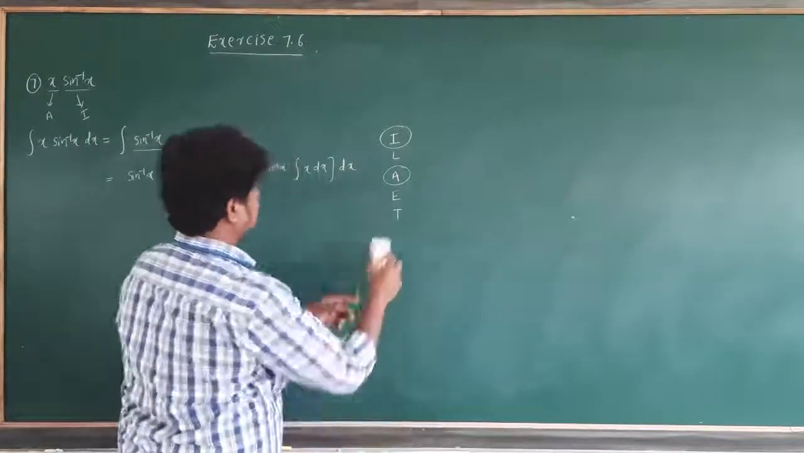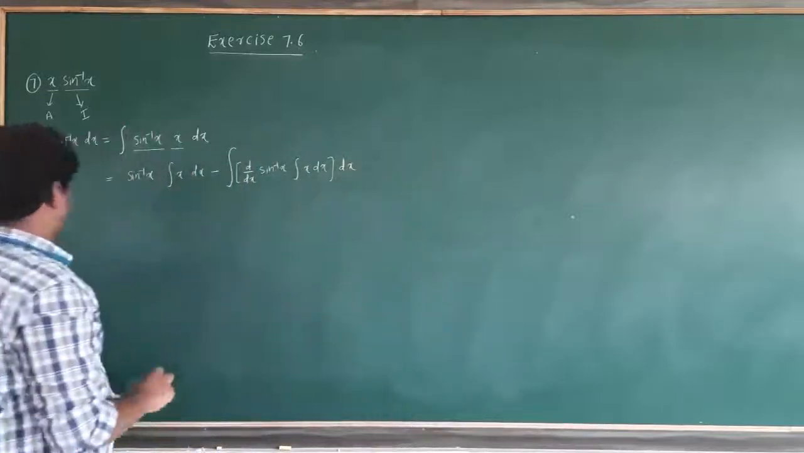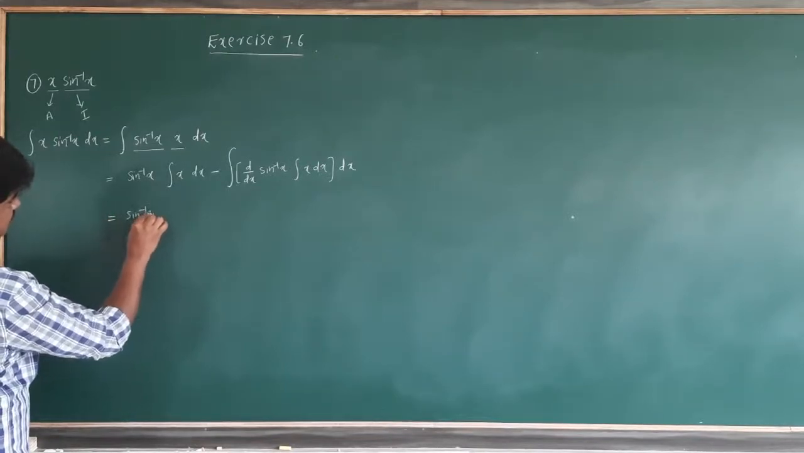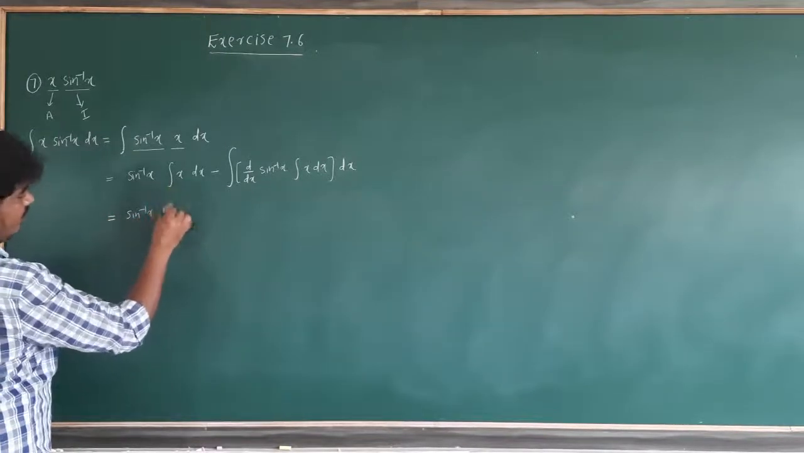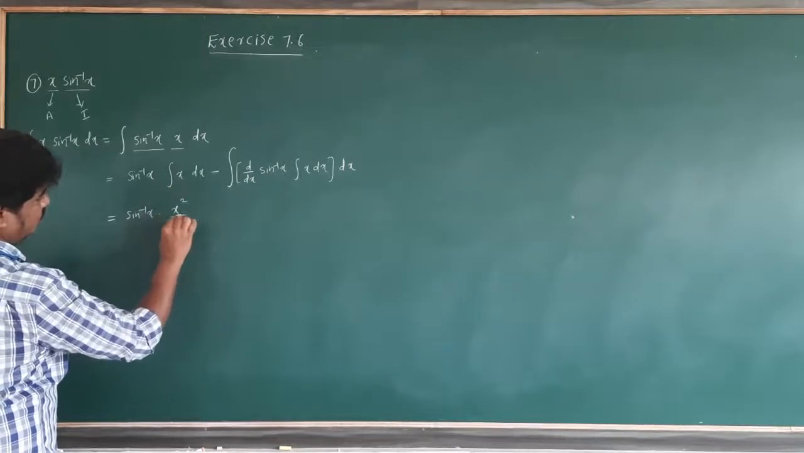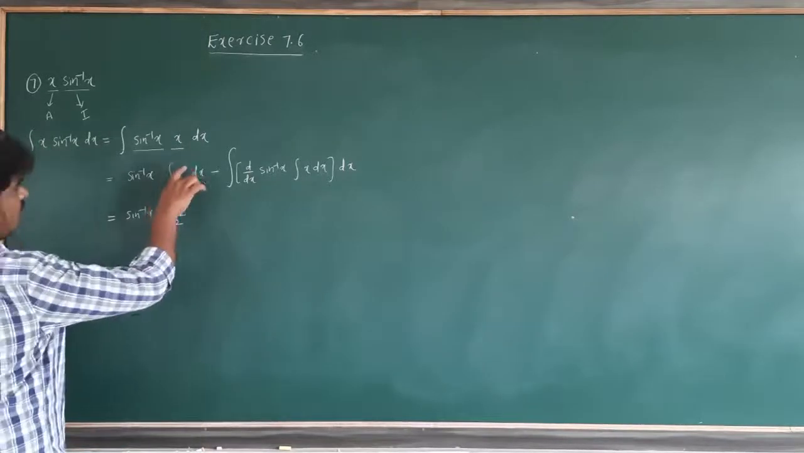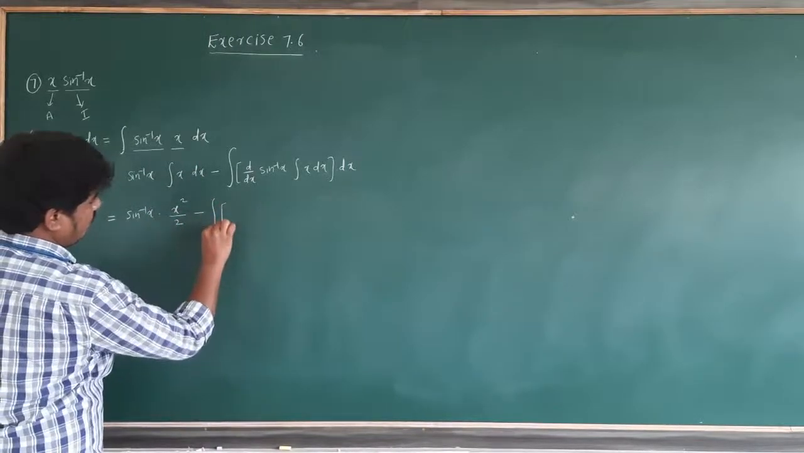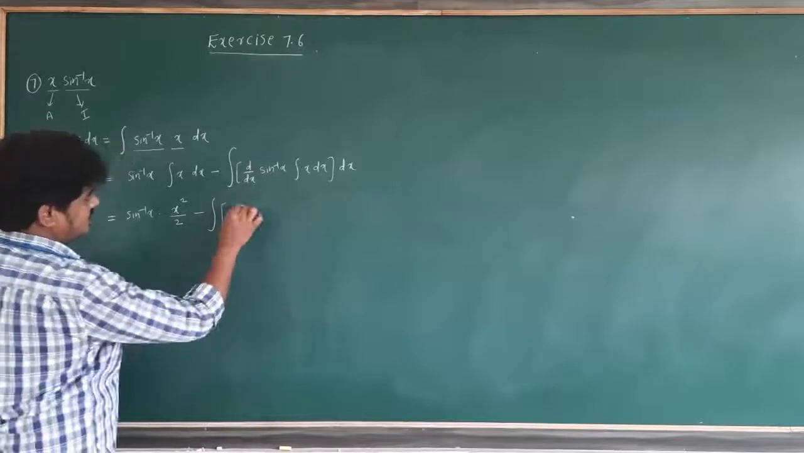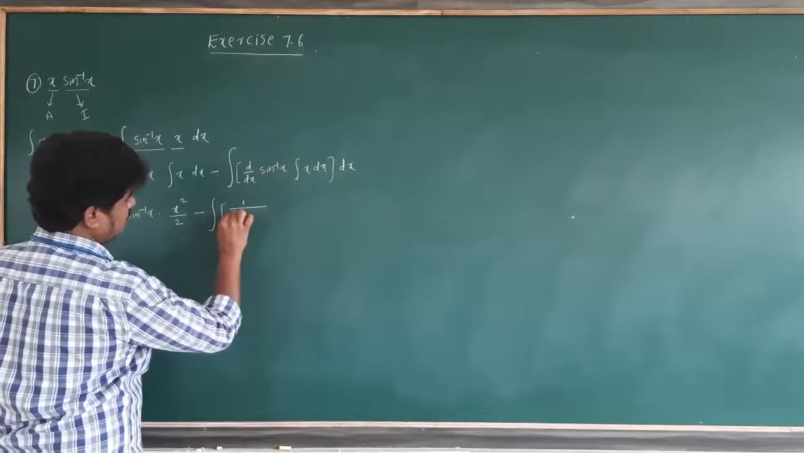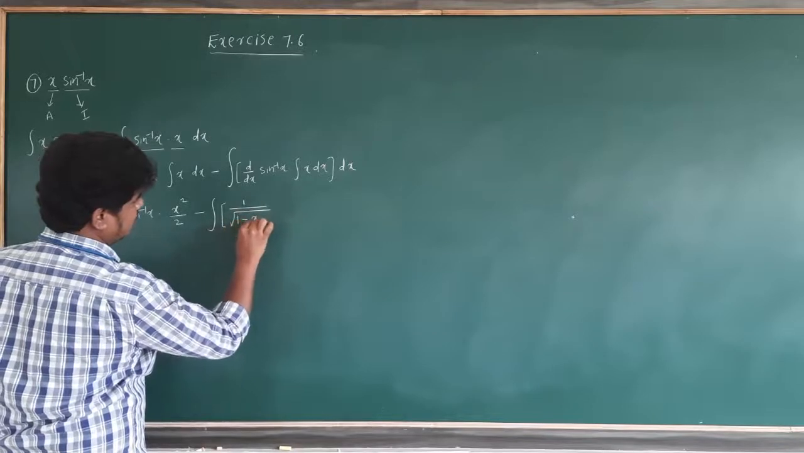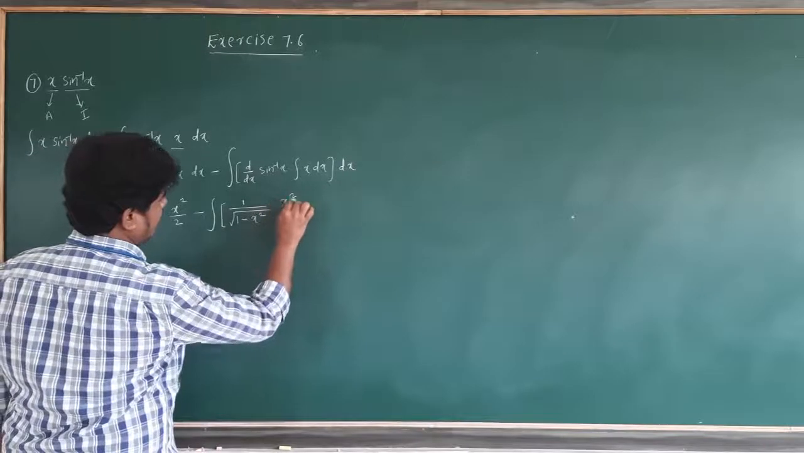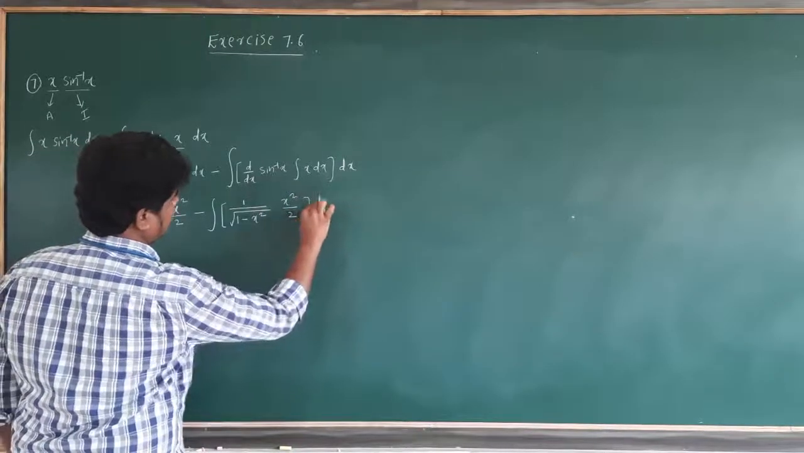Now this is equal to sin inverse x into the integral of x, which is x to the power of 1 plus 1 divided by 1 plus 1, that is x square by 2, minus integral of the derivative of sin inverse x, which is 1 divided by root over 1 minus x square, times the integral of x, which is x square by 2, dx.